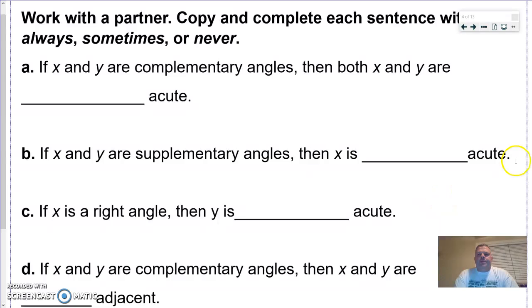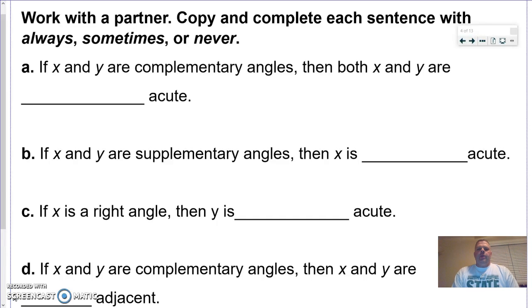Our next examples ask you to determine whether or not the statement is always, sometimes, or never true. Please pause the video and answer the questions to the best of your ability using always, sometimes, or never. Please restart the video and I will have answers for you shortly.